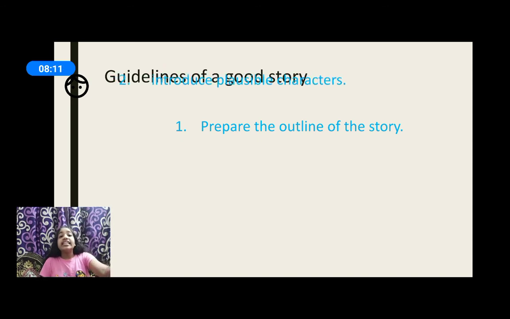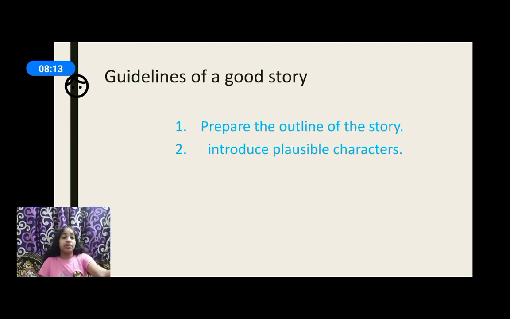Okay, the second thing is to introduce plausible characters. This means you should not introduce Ram, Sham, Gita, Sita, and a hundred more people into the story. You should have as few plausible characters as you can, and each character should have equal dialogues and equal language. Okay, clear? This is a very important thing. So you have to introduce plausible characters. Sometimes, for example, we have a story of the circus club.